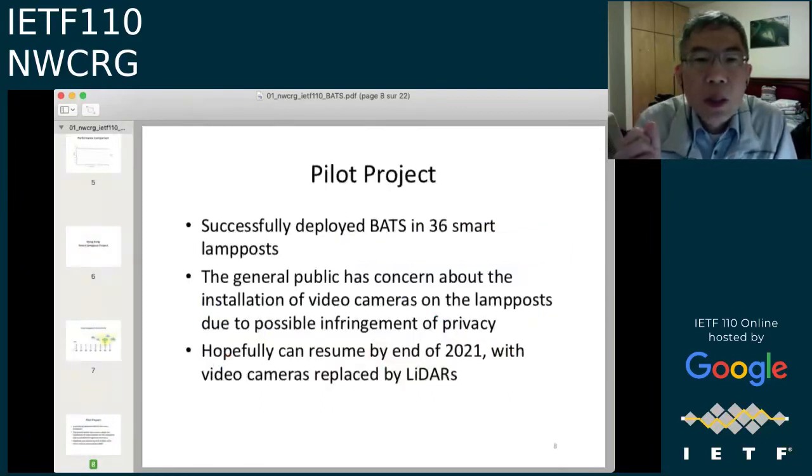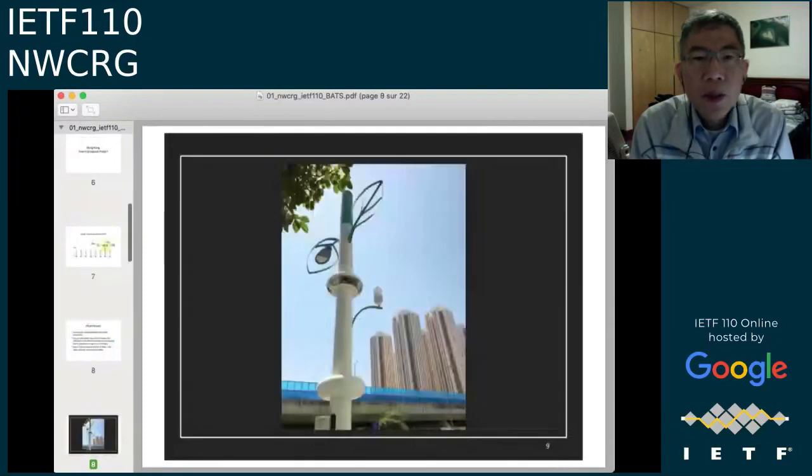Okay, so in 2019, we successfully deployed BATS in 36 smart lampposts. However, due to the social unrest, the general public had concerns about the installation of video cameras on the lampposts due to possible infringement of privacy. However, we learned that it is quite hopeful that the project can resume by the end of this year with the video cameras replaced by LiDARs. Next one, please. Okay, here's a picture of the smart lamppost that we have deployed.